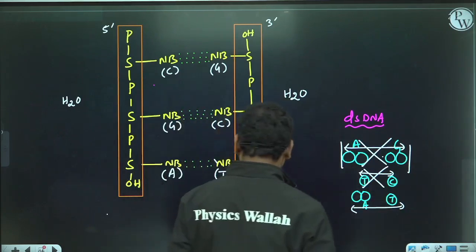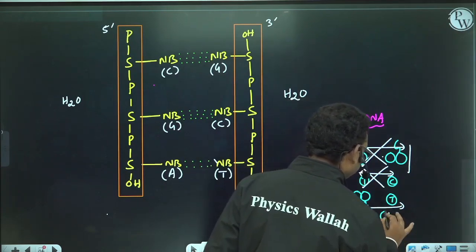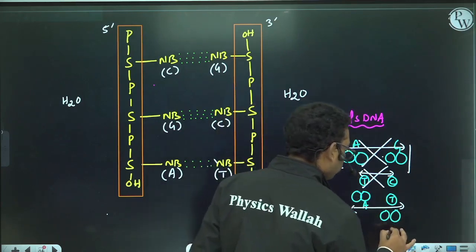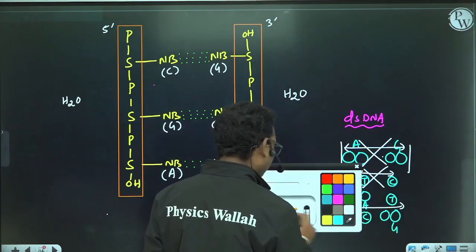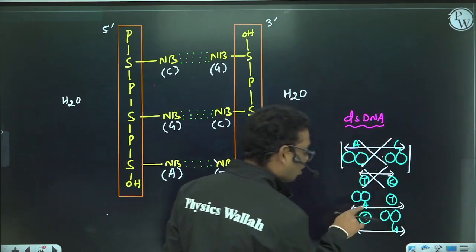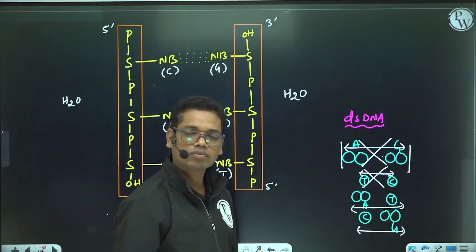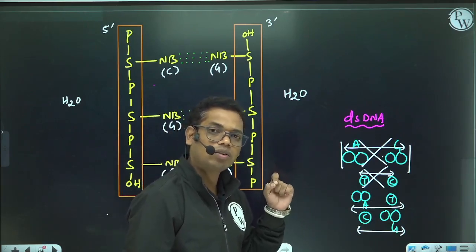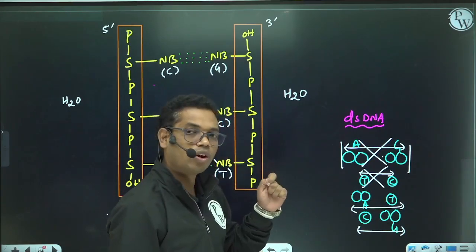Okay, let me write one more example. Suppose guanine is present, so here I will have cytosine. So the same width will be present. So purine pairs with pyrimidine. Because in a double strand DNA, purine is always going to pair with pyrimidine, that is why the width of DNA is always uniform.